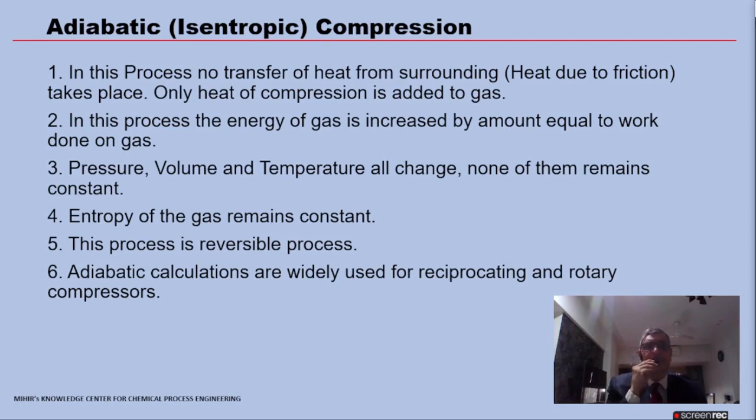So pressure, volume and temperature all change. None of them remains constant. Entropy of the gas remains constant. This process is a reversible process. Adiabatic calculations are widely used for reciprocating and rotary compressors.